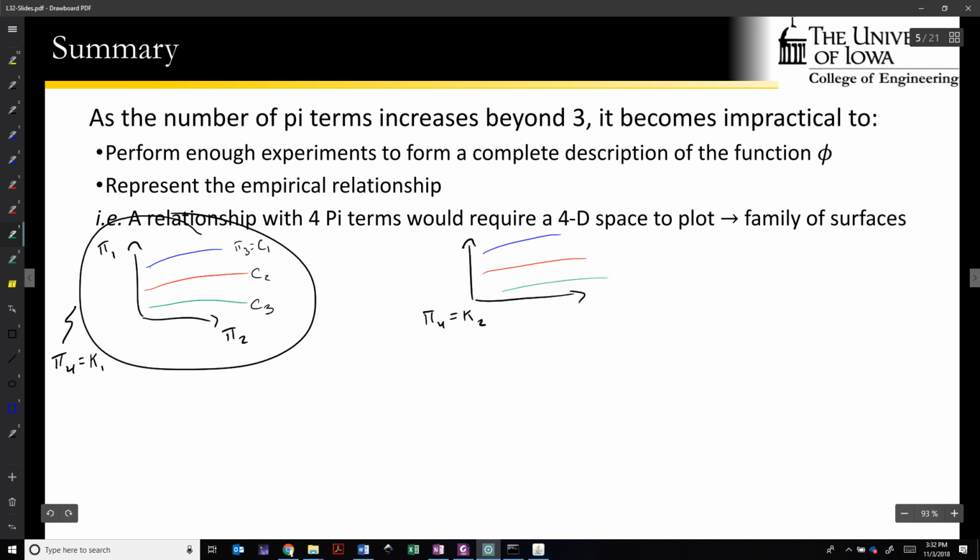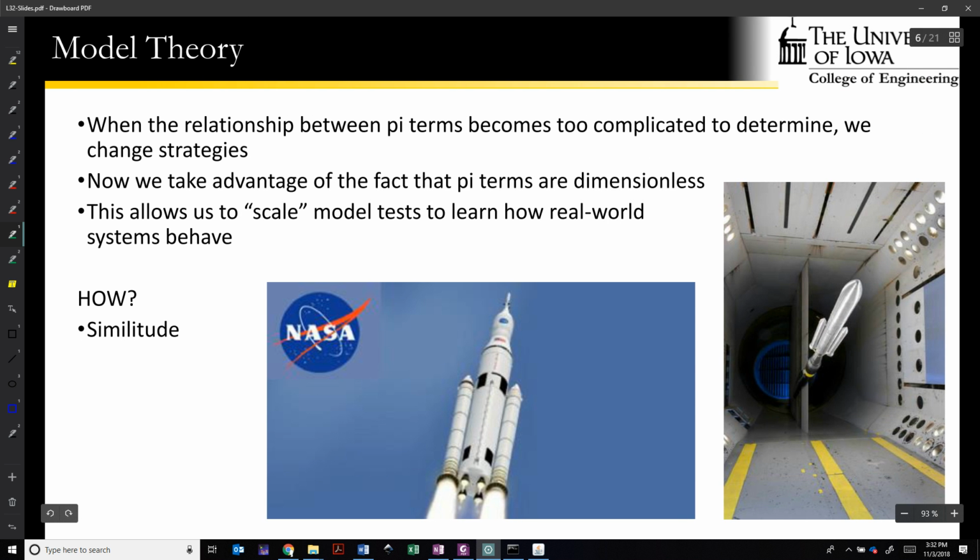So not only do we have a challenge in actually acquiring the data, we have a challenge in presenting it in any way that is easily interpreted by somebody that wants to use our correlations. This is where the idea of modeling theory comes in. When this relationship becomes too complicated for correlations to become practical, we take advantage of the fact that pi terms are dimensionless.